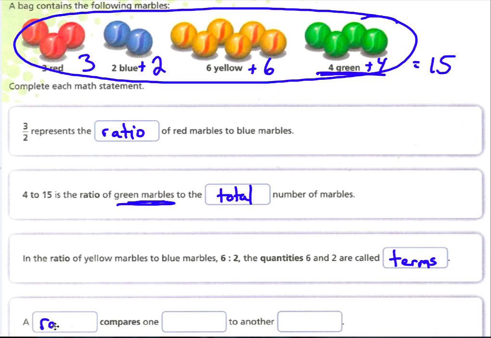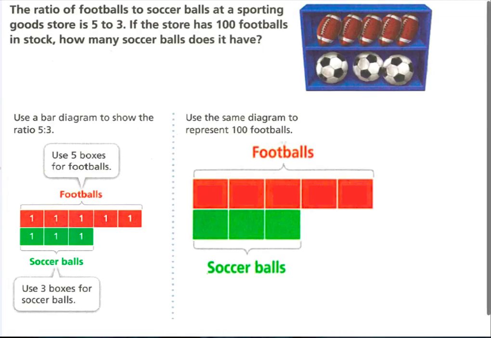A ratio compares one quantity to another quantity. It's comparing how many of one thing to how many of something else. That's all a ratio is, just comparing two amounts. All right, last little part for our lesson today.